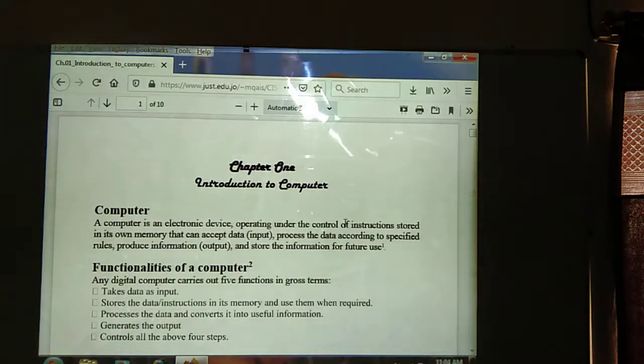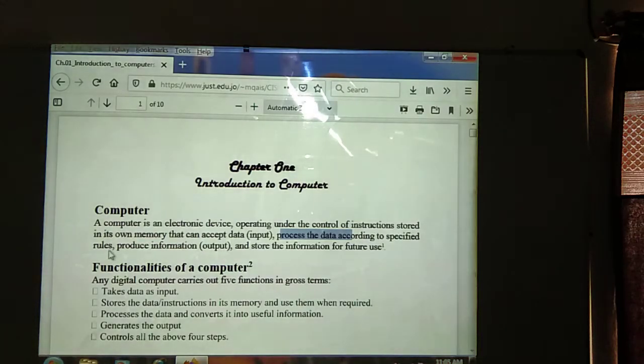What is the use of the computer? First we need to enter the data and we need to process the data, and we are going to be displaying the useful information. This is the introduction part of the computer. What is a computer? Computer is an electronic device operating under the control of instructions. Without instructions we cannot operate the system. Then store in its own memory, means in RAM, the temporary memory. First time whatever data we have entered, where should it be stored? On the RAM.